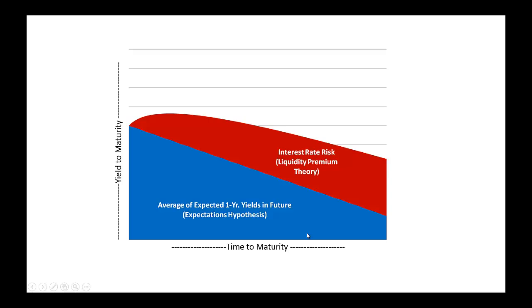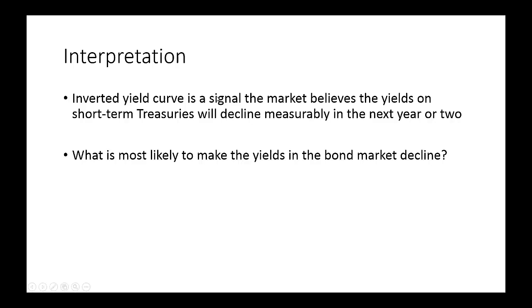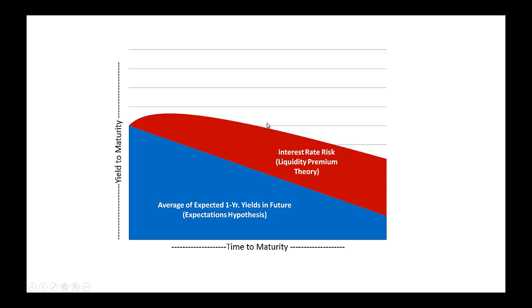Okay, this is one of the first punchlines of the lecture today. An inverted yield curve is a signal that the market believes that the yields on short-term treasuries will decline measurably in the next year or two. Let me say that again. An inverted yield curve is a signal that the markets must believe that the yields to maturity on one-year treasuries are going to be declining in the future. That's the only way to explain an inverted yield curve.